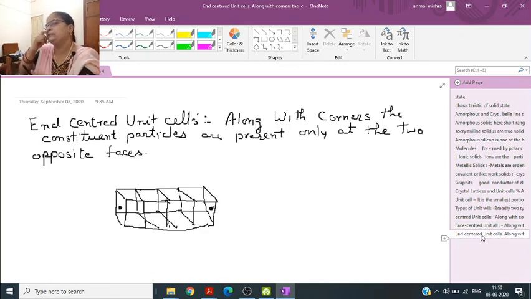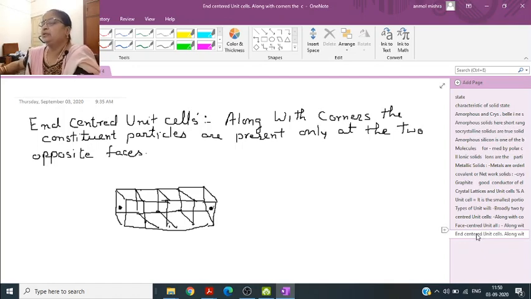And the last is end centered. Along with the corners, the constituent particles are also present only at the ends of 2 faces. The crystal is very long, but the particles are present only at the end faces. Along with the corners, they are present only in the 2 end faces, and this is called an end centered unit cell.